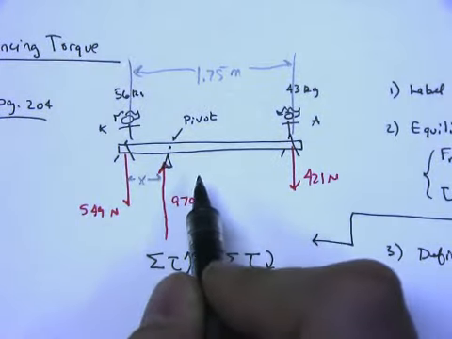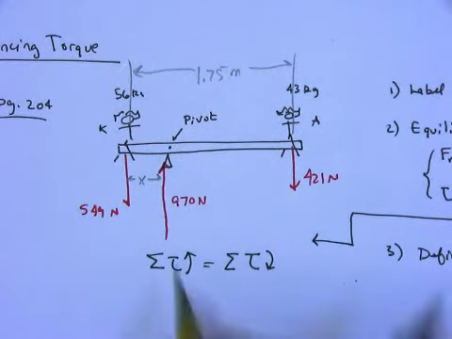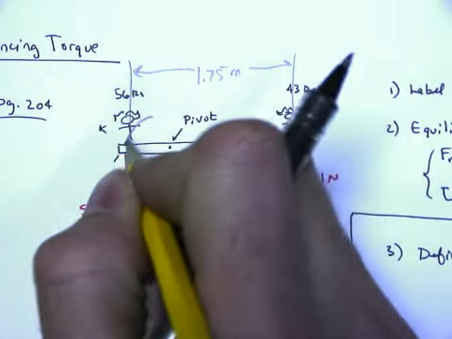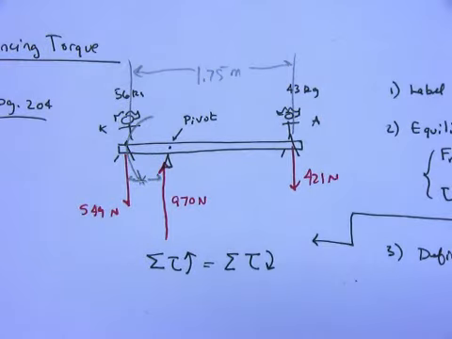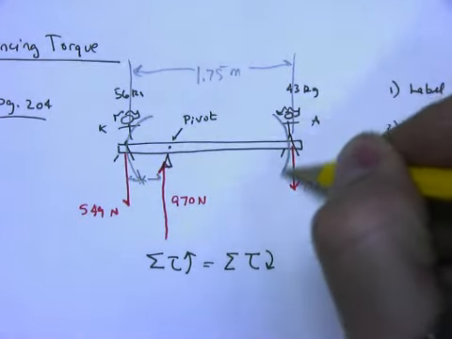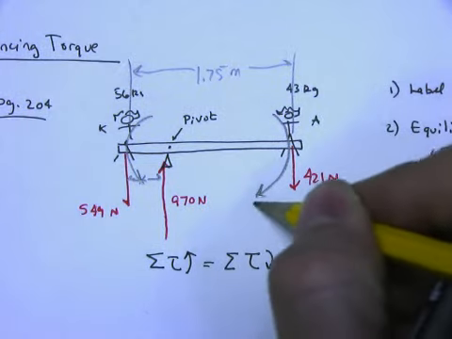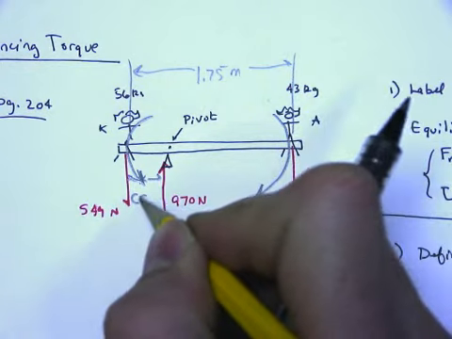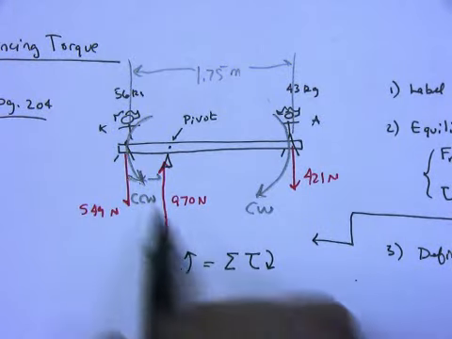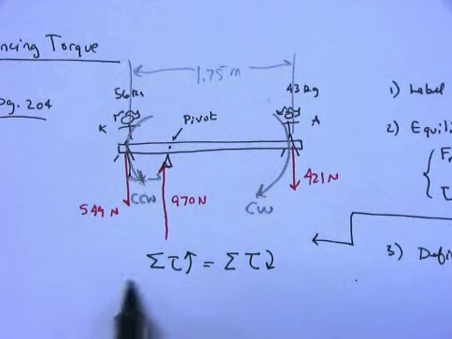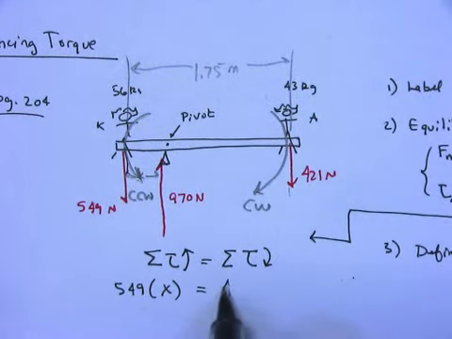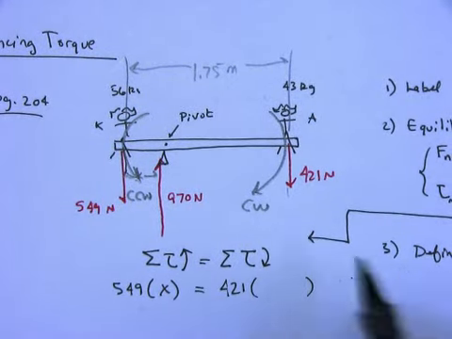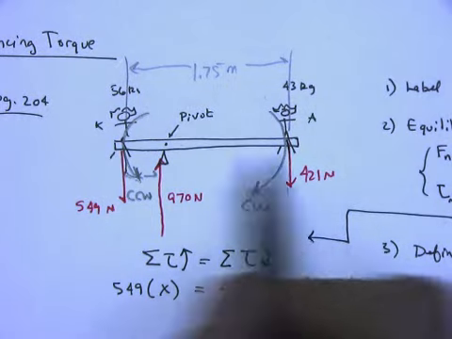So if this is the pivot, then this girl, Carrie Ann, is cranking this whole seesaw this way, and Aisha is cranking the seesaw that way. This is a clockwise torque. This one is a counterclockwise torque. So what I do is I take the force times the distance. The force is 549 and the distance is x. Over here you take the force, 421, times this distance. The distance from here to the pivot.